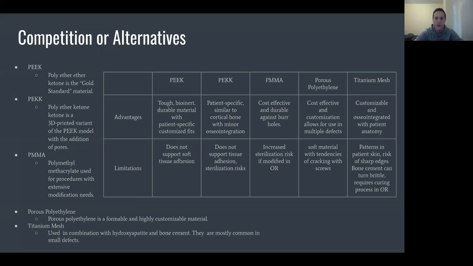Porous polyethylene is a cost-effective material that allows for use in multiple defects. However, compared to other materials, it is soft and susceptible to cracking when titanium screws are added. And finally, titanium mesh is the hardest material available and is used in combination with bone cement and hydroxyapatite. It allows for osseointegration in patients, but it can leave patterns on the patient's skin and contain sharp edges, while bone cement requires curing during the OR and can turn brittle over time.